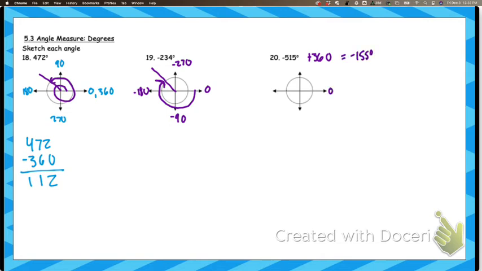And then we're going to figure out which quadrant that goes in. So again, going backwards, 0, negative 90, negative 180. So negative 155 would be here. I did a full extra circle, though, and I'm going to show that with my line. And there's my angle.